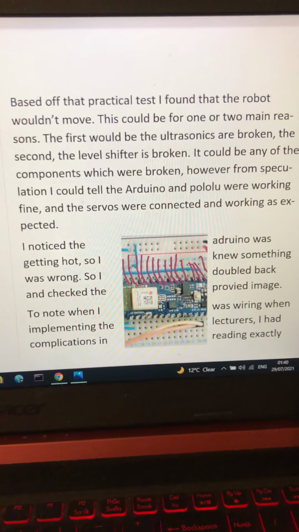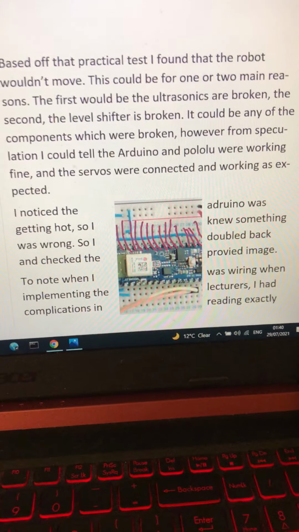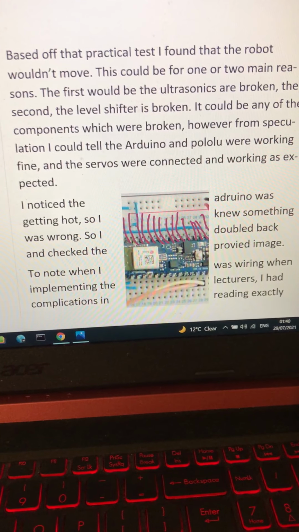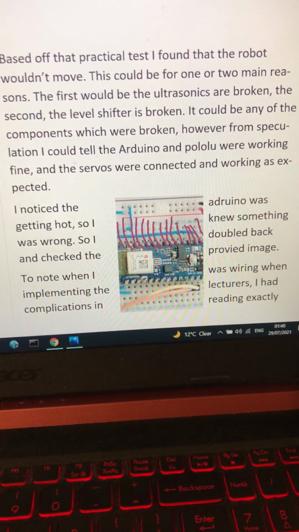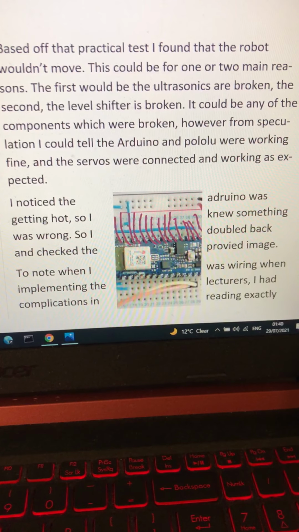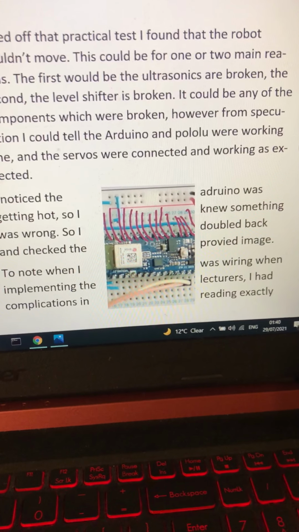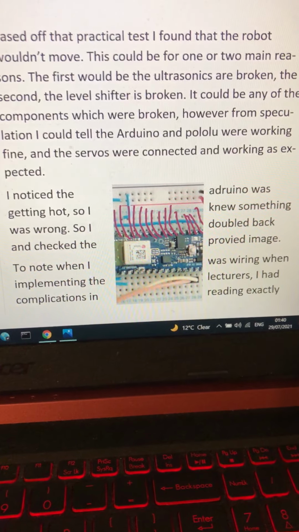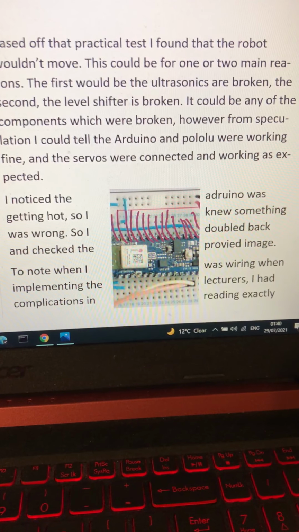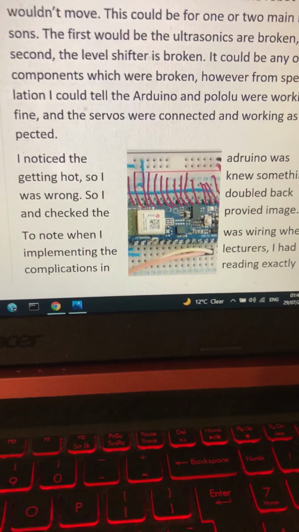So based off that practical test, I found that the robot wouldn't move. This could be for 1 or 2 main reasons. The first would be the ultrasonics are broken. The second, the level shifter is broken. It could be any of the components which were broken. However, from speculation I could tell the Arduino and the Pololu were working fine, and the servos were connected and working as I had thought they would.